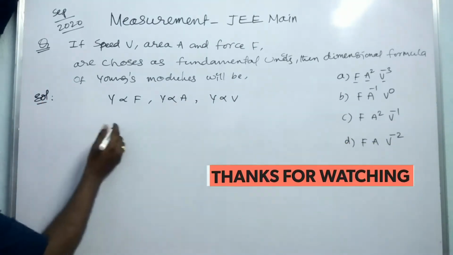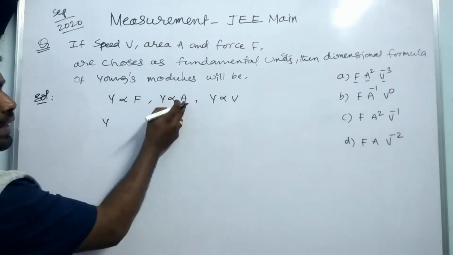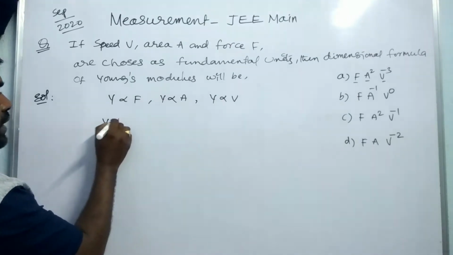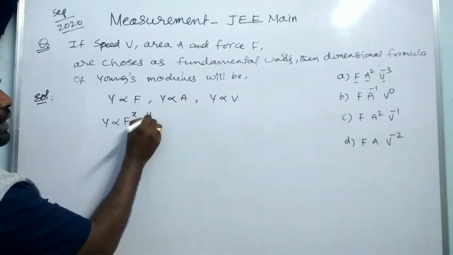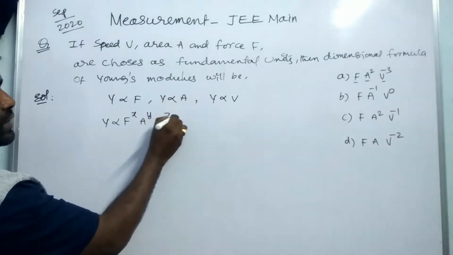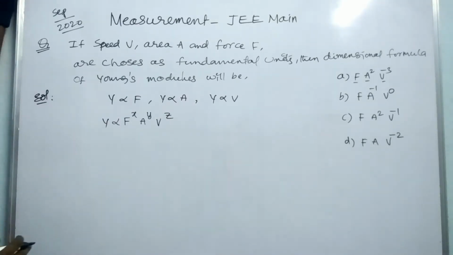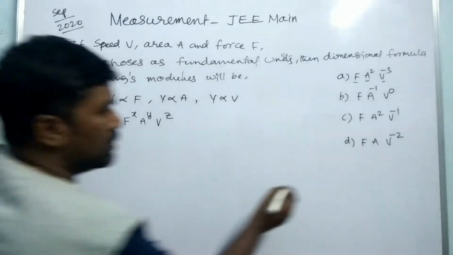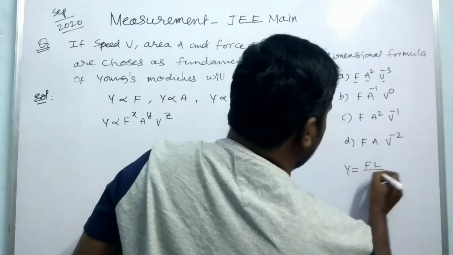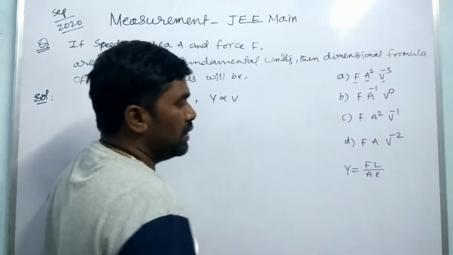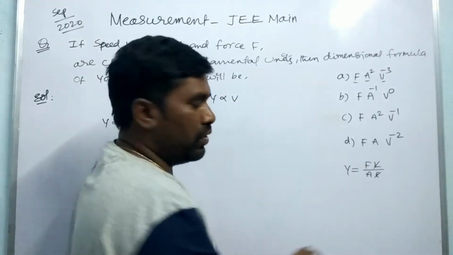So Y is the Young's modulus. From these three we can write that the Young's modulus is related to force, area and speed. It is directly proportional to F power x, A power y and V power z, where x, y, z are the powers of the factors. The basic formula of Young's modulus is Y equals F L by A E, where E is the elongation. It is a length, and this is also a length, so they will cancel out.